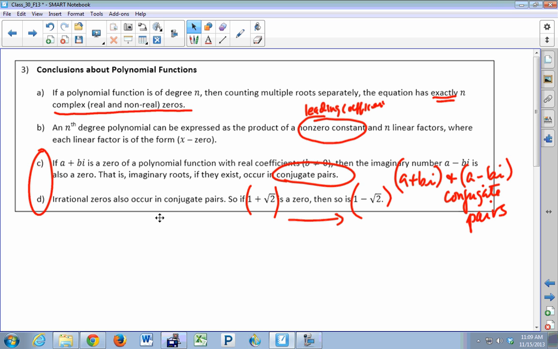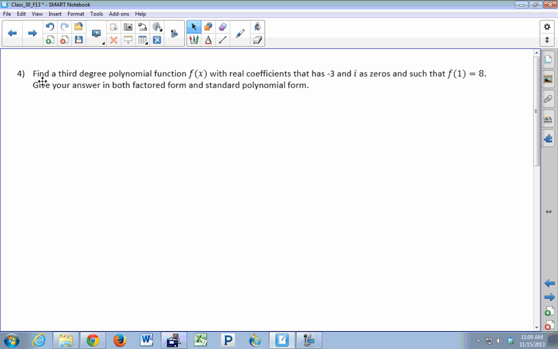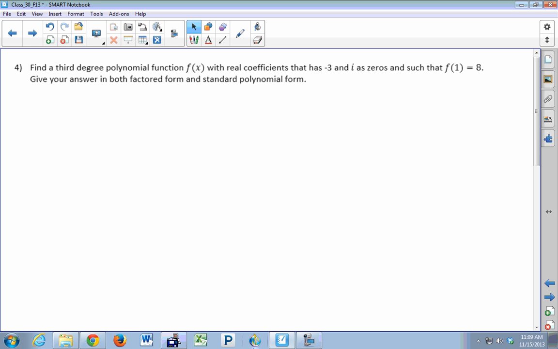Okay? So let's take a look at one of those, the type of questions I've asked you to do a lot of times. So here's a give me an example of. Find a third degree polynomial function, f of x, with real coefficients that has -3 and i as zeros, and when you plug x equals 1 into your function, out pops 8. Give your answer in both factored form and standard polynomial form, which means you're going to have to multiply it all out. So where do I begin? How do I start this thing?